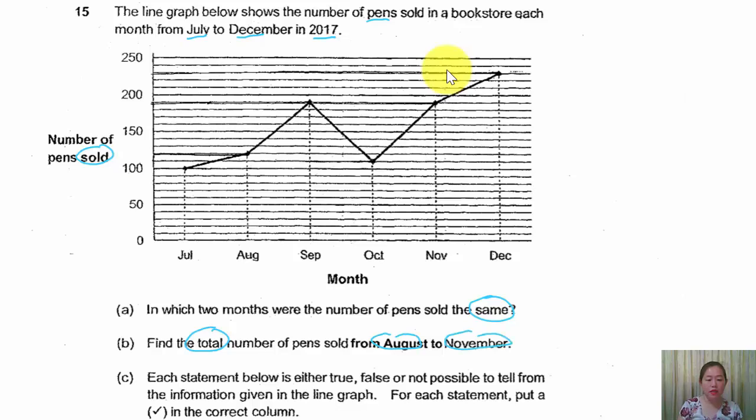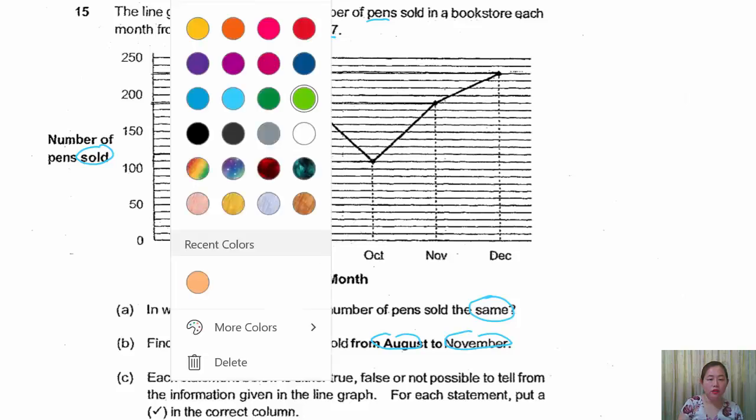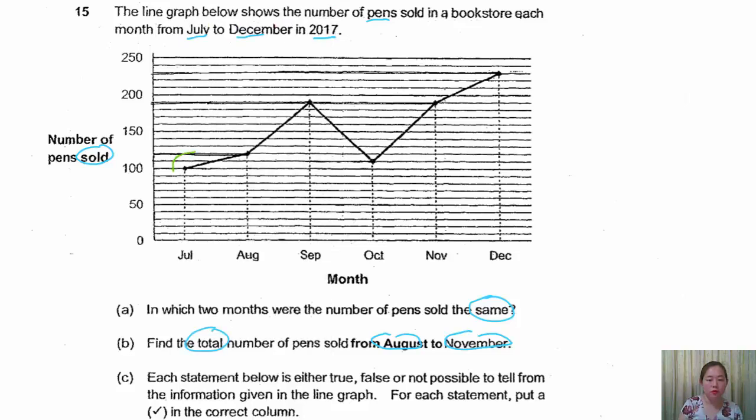C. Each statement below is either true, false, or not possible to tell from the information given in the line graph. For each statement, put a tick in the correct column. To find the 2 months that had the same number of pens sold, we have to look at the points here, here, here, here, here, and finally here.